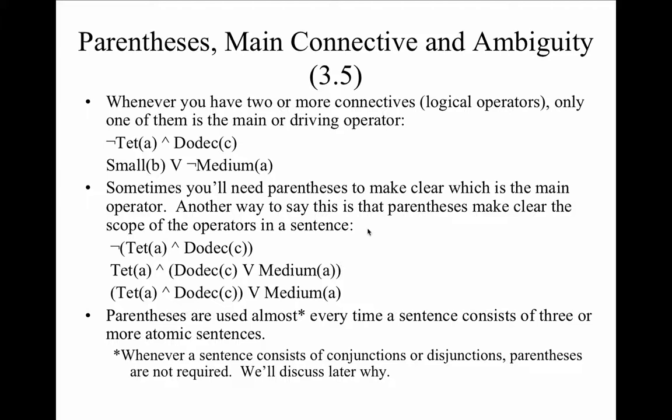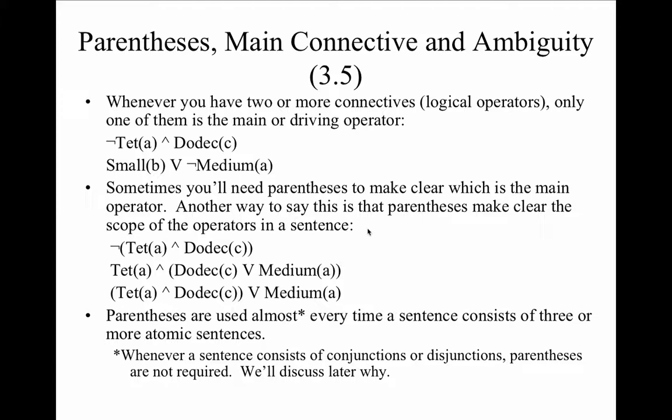Notice that the negation scope in the first sentence is "tet A". Negation's scope in the second sentence is "medium A". On the other hand, the scope of the conjunction in the first sentence and the disjunction in the second sentence is the sentence as a whole. In other words, both sides of the conjunction and both sides of the disjunction are covered, if you will, by each of those connectives.